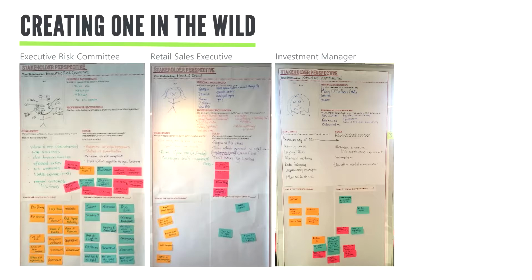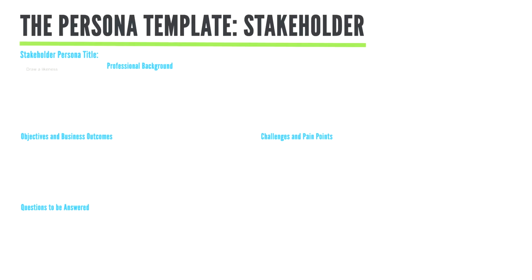Now, the template you can use here, you can just draw this on a piece of paper. And you can obviously give the persona a title. So it might be, let's say, HR manager, sales manager, whatever it is. And you would feed in the information from the interviews here. Now, in this case, we've got two templates. We've got one for the stakeholder persona, and we've got one for the user persona. So the stakeholder persona is slightly different to the user one. In this case, okay, we've got the professional background, objectives, and business outcomes.